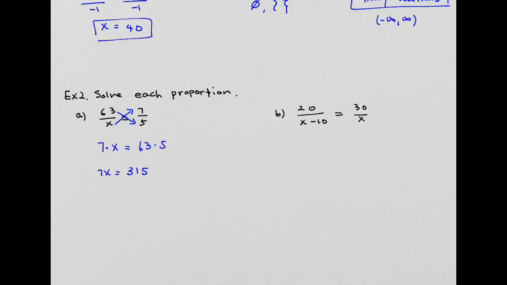In order to solve for x, you divide both sides by 7, so x should be equal to 45. So this is one way of solving it, and we use this as the proportion method. We're assuming they're proportional, so if you cross multiply, they should still be equal to each other. You can also do these types of problems by getting rid of the fractions.